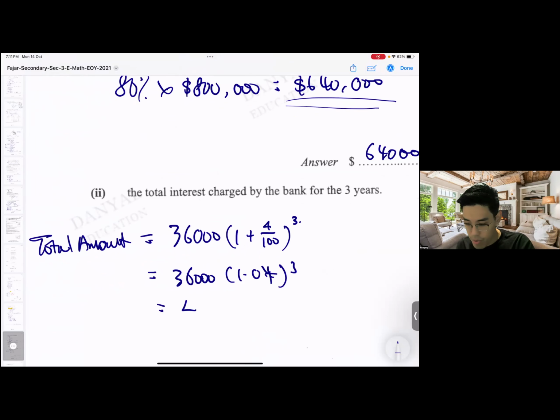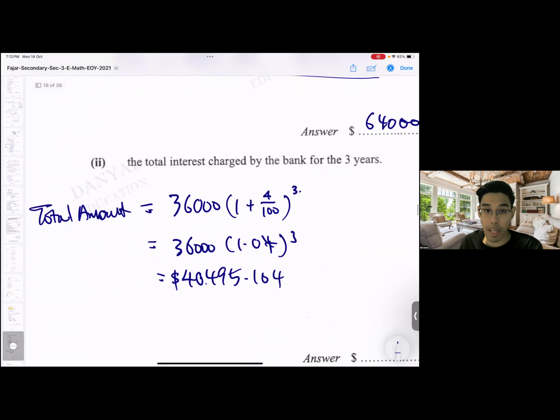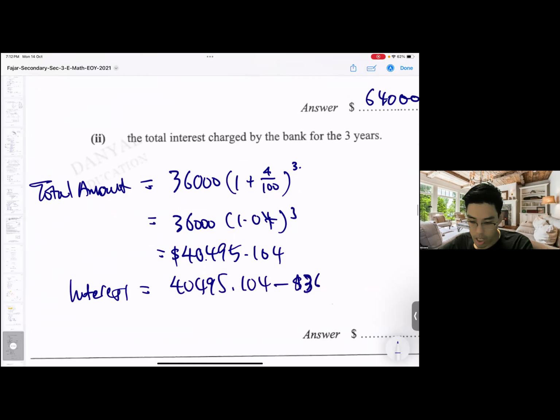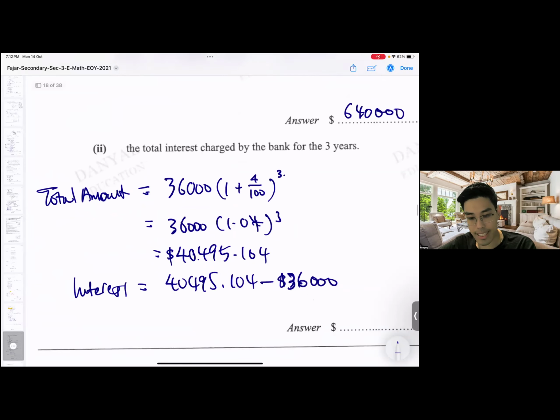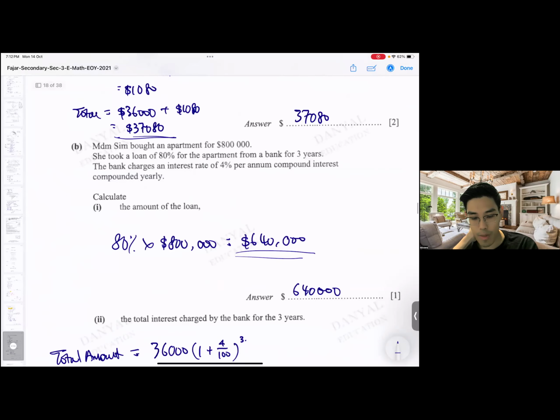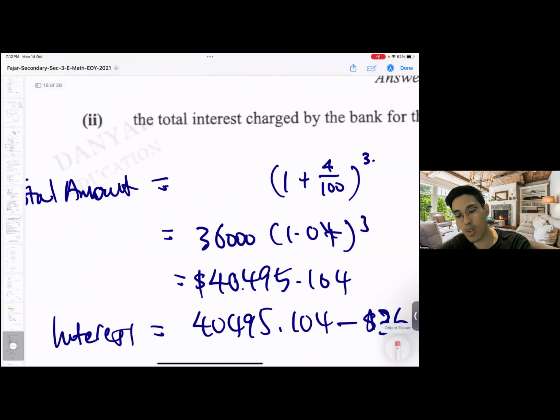You get 40495.104. Okay, so this is the total amount that she needs to pay. But this is not the interest. The interest is this amount, take away the original 36K. So the interest will be this amount minus the 36K and start. No, what am I talking about? Why is it still 36K? That was part A. Oh my god. So sorry. Okay, so it's meant to be the 640,000.